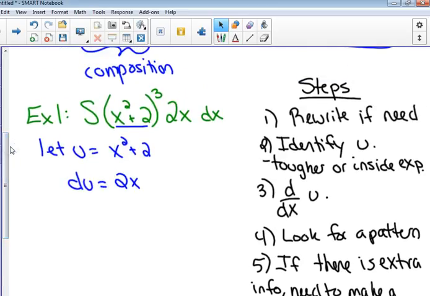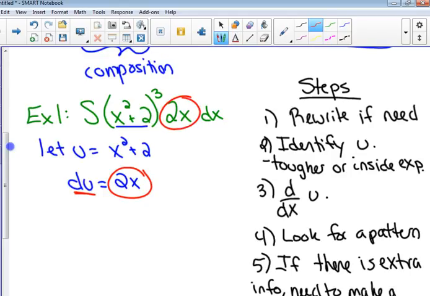So we had to choose which part we wanted to let be u, right? The tougher one, and then we want to take the derivative. Now, we want to look for a pattern. Do you guys see parts of the du found up at the top? Yeah, so this is good. See how you guys have that right there? It's found there. Okay, so that means that we don't have to do a correction. If everything's there, we're in good shape.